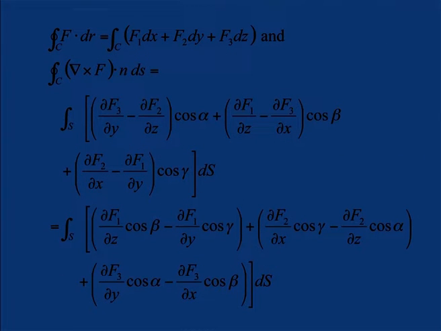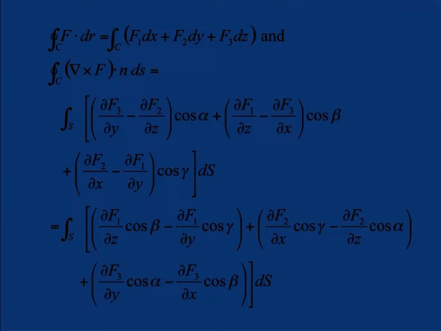Here the integral over C of f dot dr becomes the integral over C of f1 dx plus f2 dy plus f3 dz, and the integral of del cross f dot n cap is equal to the integral over the surface S of (del f3 over del y minus del f2 over del z) cos alpha plus (del f1 over del z minus del f3 over del x) cos beta plus (del f2 over del x minus del f1 over del y) cos gamma ds.